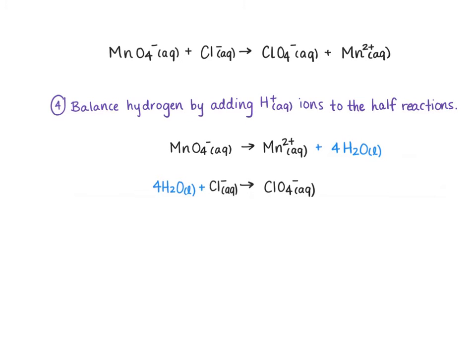Our next step is going to be to balance out hydrogens by adding H+ ions. This is why we're balancing in acid. So in our first half reaction, we have 8 hydrogens on our product side, so we need to add 8 H+ ions to our reactant side. In our second half reaction, we have 8 hydrogens on our reactant side, so we're going to add 8 H+ to our product side.